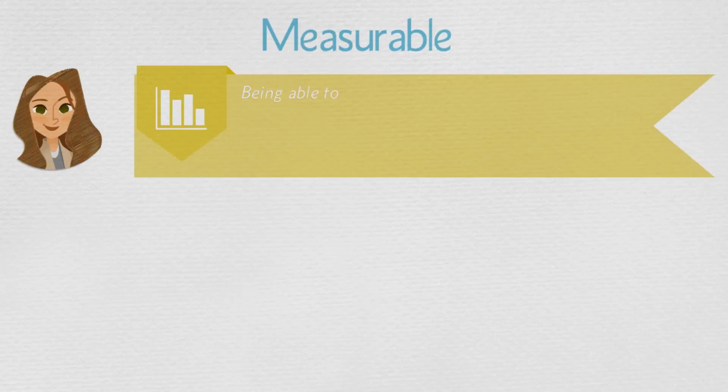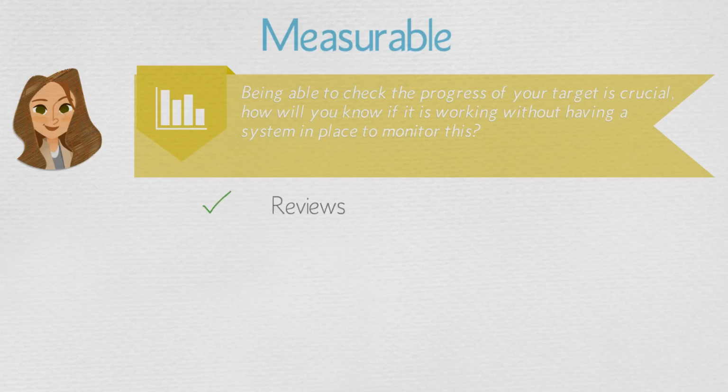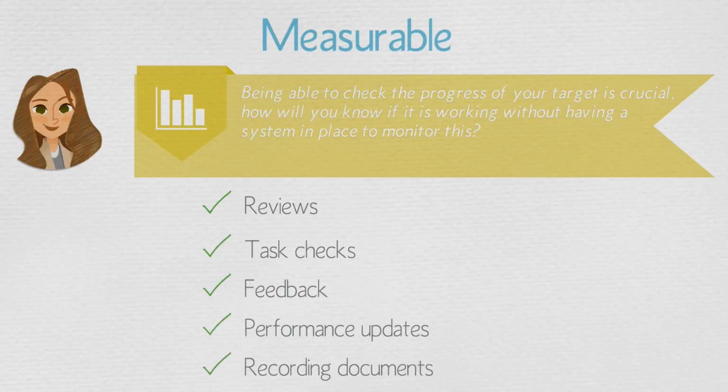M for measurable. Being able to check the progress of your target is crucial. How will you know if it's working without having a system in place to monitor it? Here are a few methods that you could use to measure your target. Reviews, task checks, feedback, performance updates, recording documents.